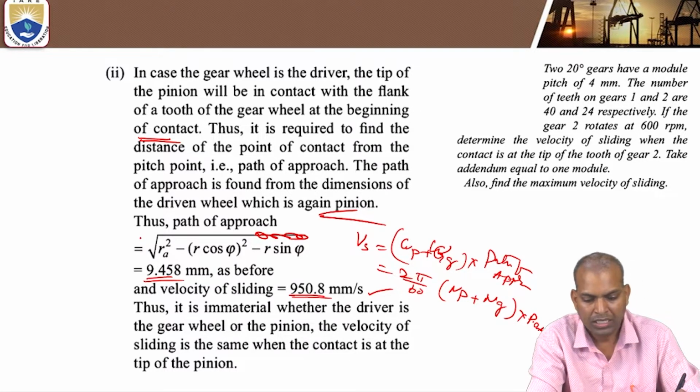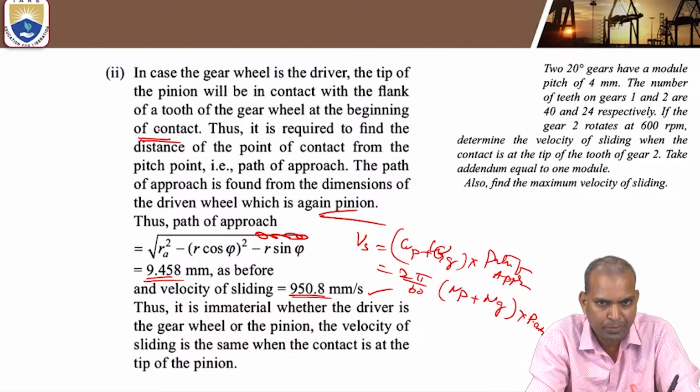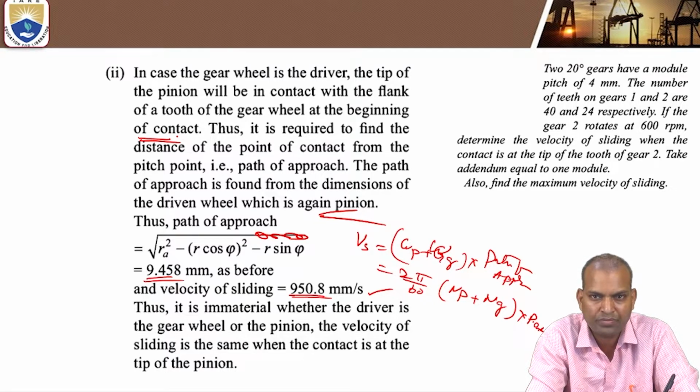That means in the before case 1, the driver wheel is the pinion. In case 2, the driver wheel is the gear. So in spite of whether it is pinion or gear, the velocity of sliding is the same whether the contact is at the tip of the pinion. That's why it is immaterial whether the driver is the gear wheel or the pinion.